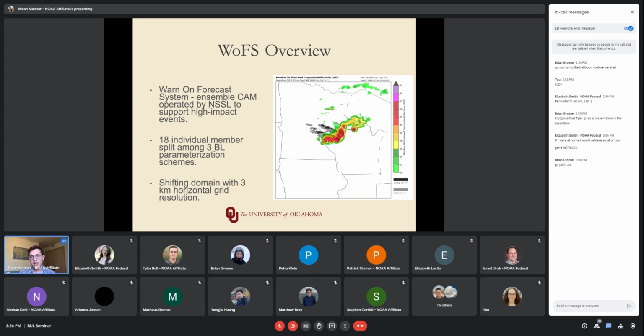So basically, NSSL can put the WoFS domain wherever they think the greatest severe weather threat is that day. So in this case, when we have a derecho going through Minnesota into Wisconsin, the domain was focused over northern Wisconsin. But if we had, say, a severe weather event in central Oklahoma, NSSL could put the WoFS domain basically right over our heads. So it can be used to support operations in the short term for whatever severe weather event we have going on.